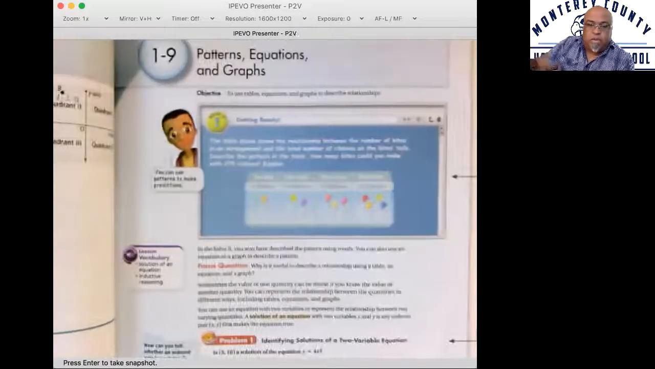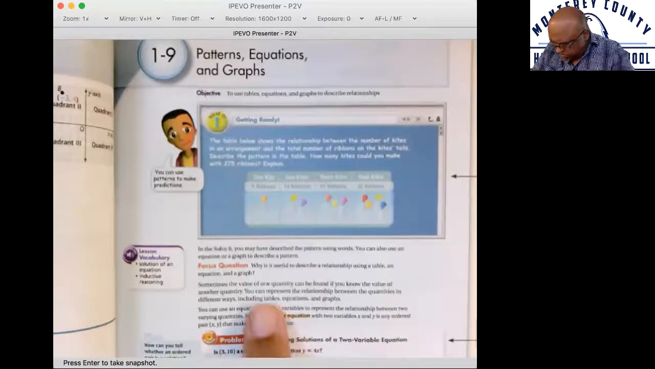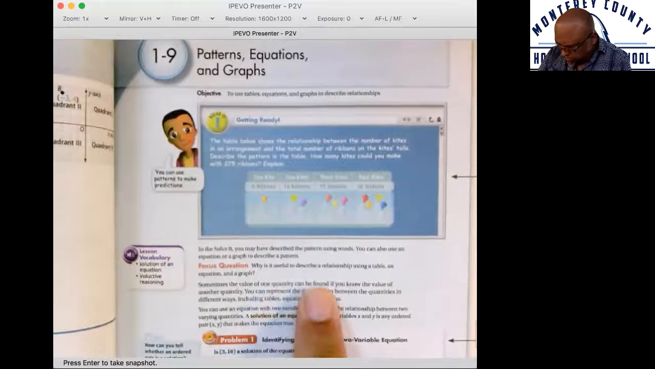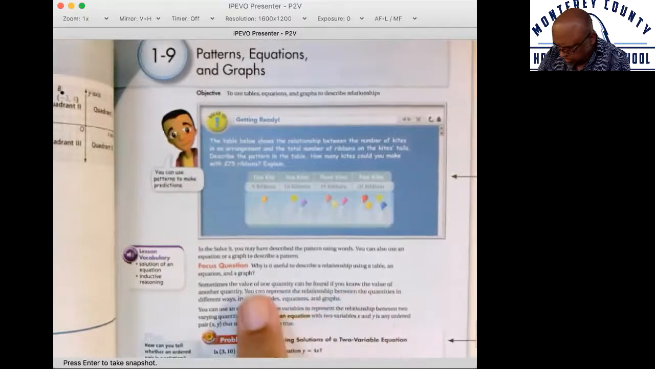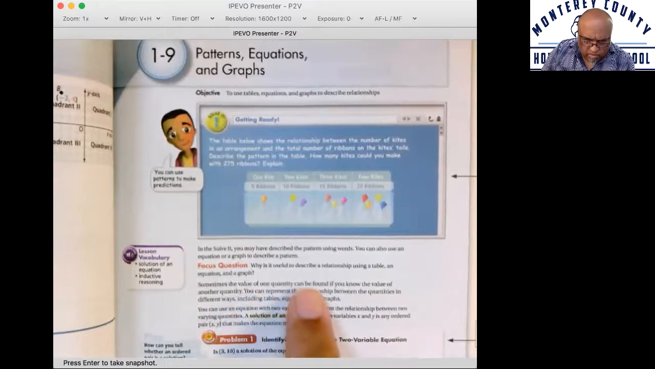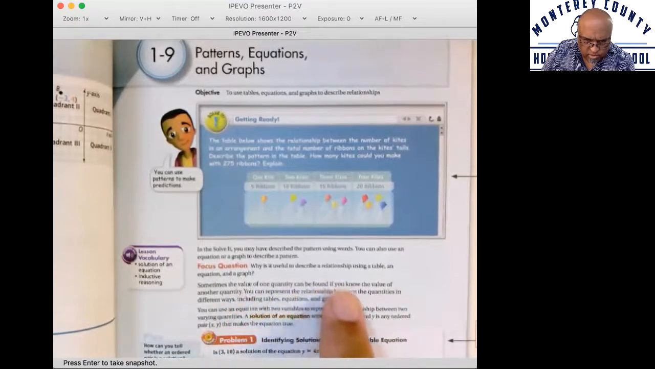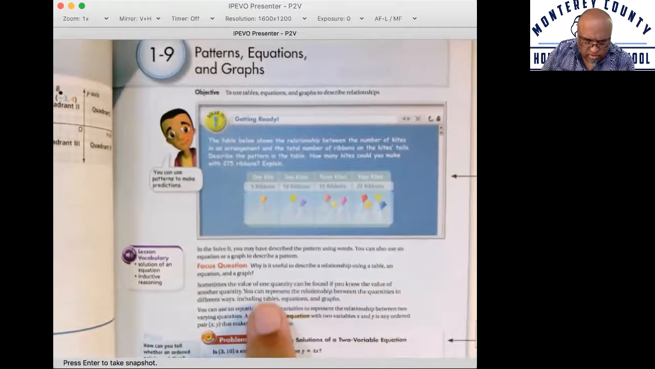Okay, now let's take a look. The focus question: why is it useful to describe a relationship using a table, an equation, and a graph? Sometimes the value of one quantity can be found if you know the value of another quantity. You can represent the relationship between the two quantities in different ways, including tables, equations, and graphs.